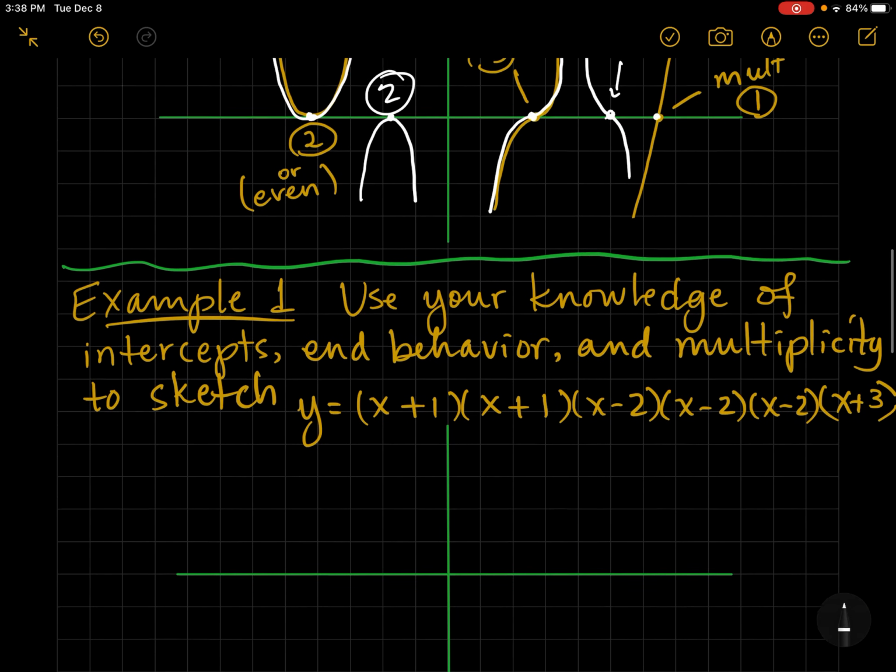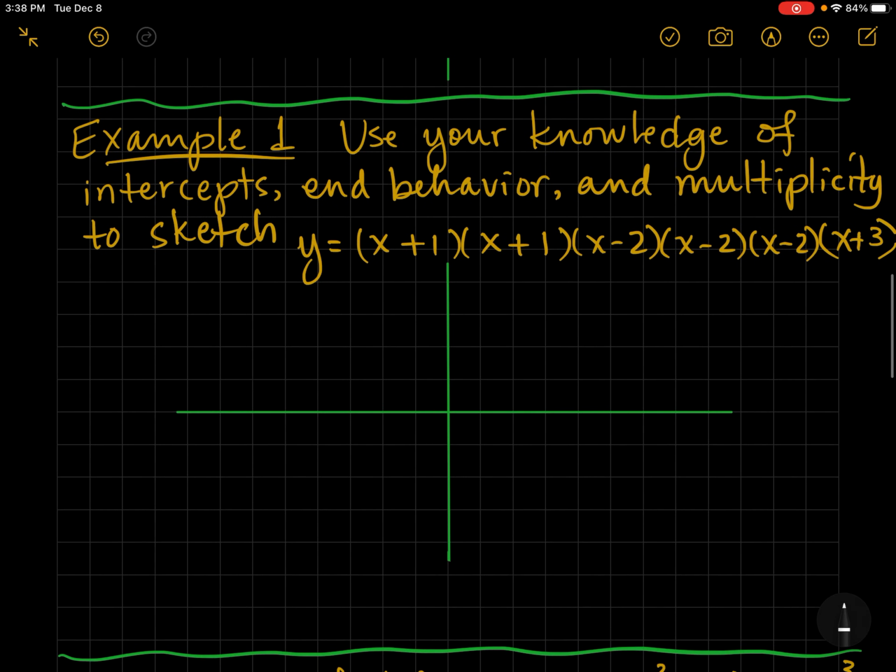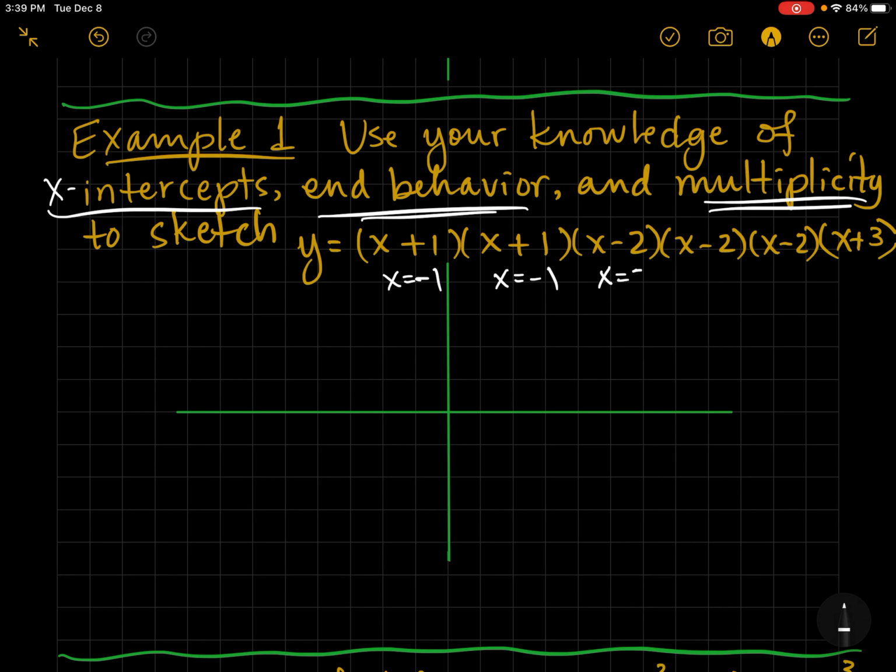Let's go ahead and see if we can put a few things together right now. I'd like for you to use your knowledge of the x-intercepts, end behavior, and multiplicity, and see if we can sketch this. So the first thing we see is that we have negative 1. Remember, the intercepts are opposite of sign. So we're just really setting it equal to 0 and solving. And so here we can see our intercepts, our solutions. That's all the same thing.